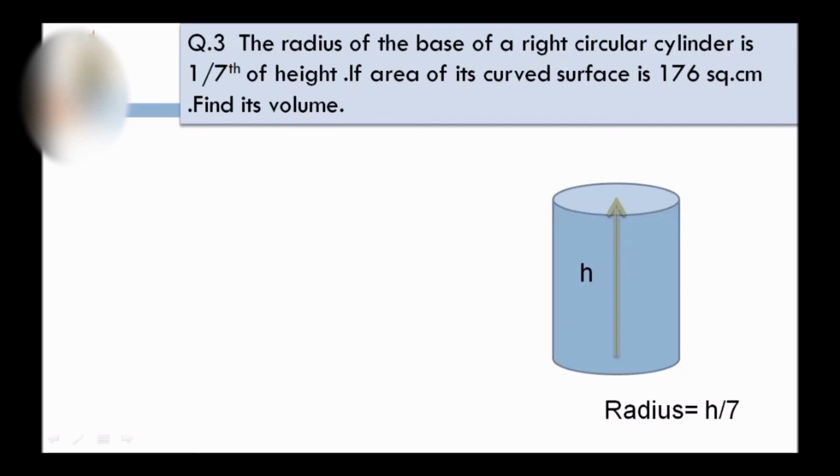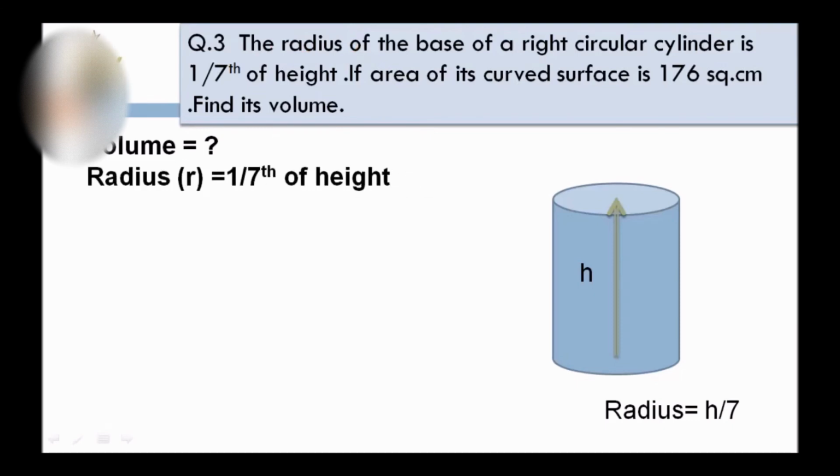Now notice that in this question we have not been given radius as well as height. Instead, we have been given area of curved surface, which is equal to 176 centimeters square, and radius is given as 1/7 of height. So let us see how we will solve it. First, we will write what is given in the question. We will find volume.